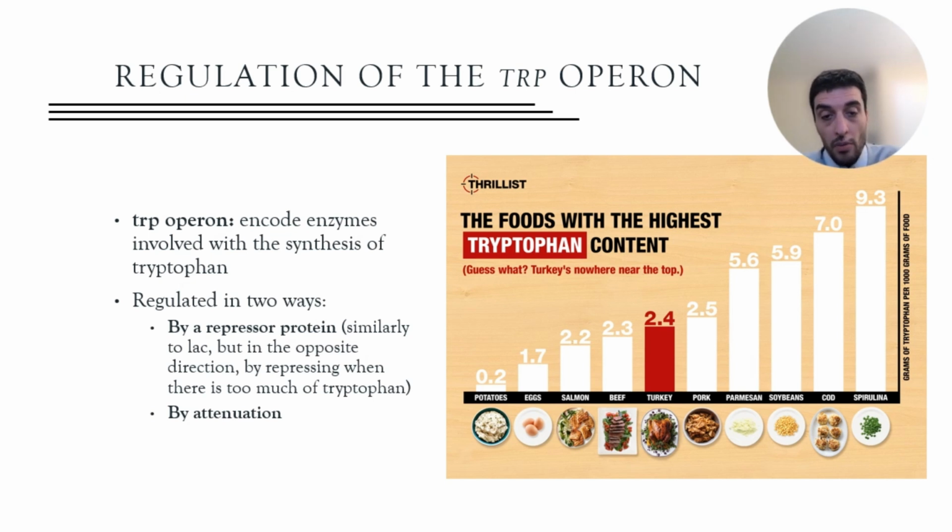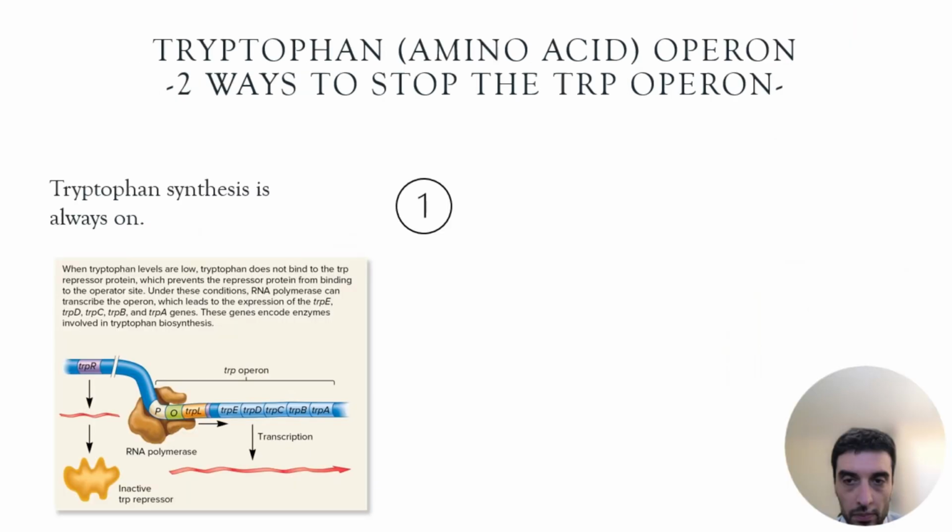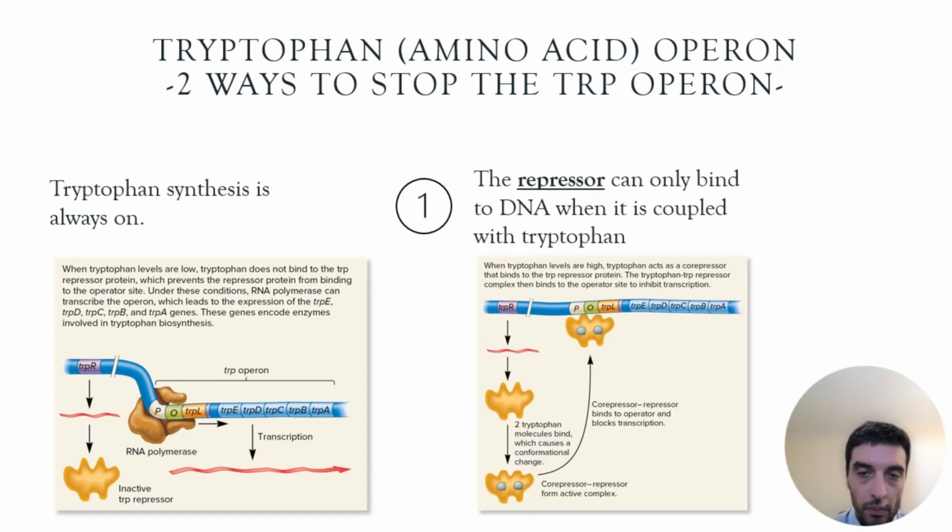Tryptophan is also regulated by a repressor protein, similar to lac, but in the opposite direction. When there is too much tryptophan, it's repressed, different from lactose. Okay. And there is also another regulation of tryptophan by attenuation that I'm going to explain in the next few slides.